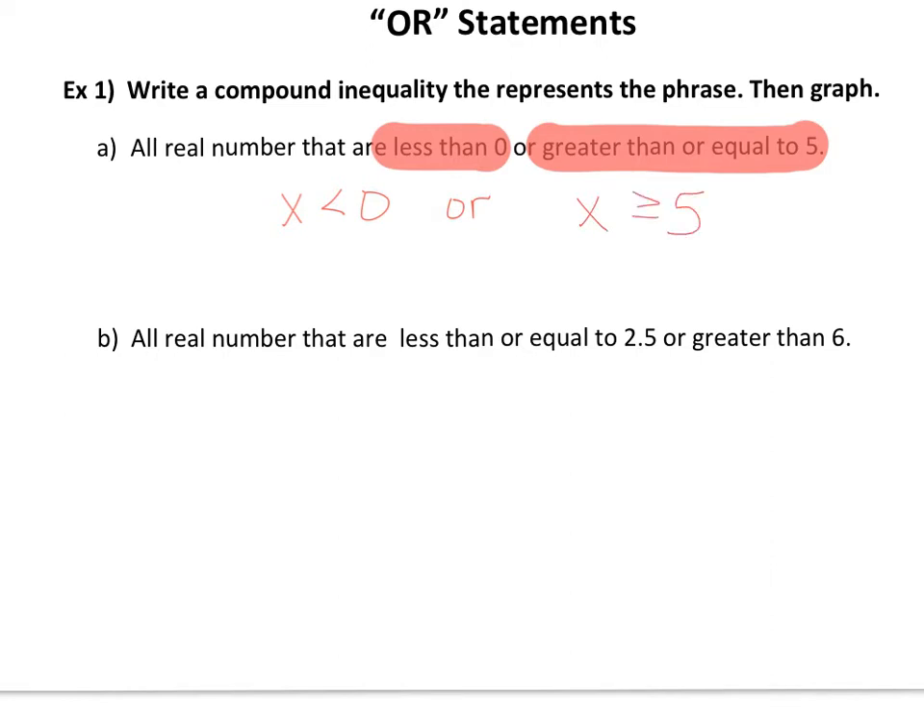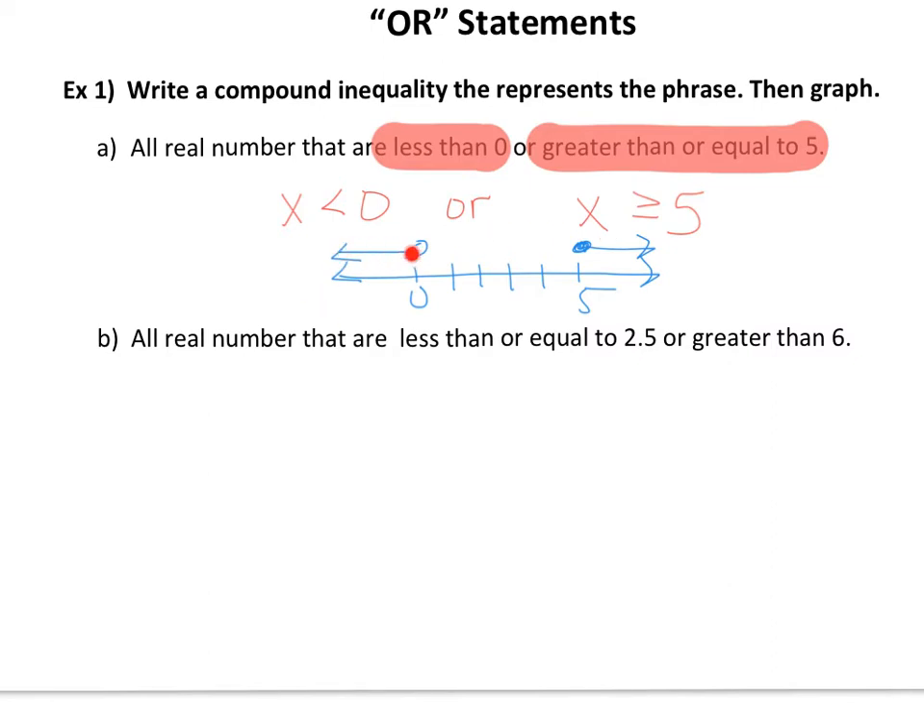Now, unlike the and statements, on these we can't squish them together. We can't write them any other way. So this is going to be our final answer. It does ask us to graph, so I have 0, 1, 2, 3, 4, 5. I've got an open circle heading out this way and a closed circle heading out this way. This is what a typical or statement will look like. They usually shoot out opposite of each other.